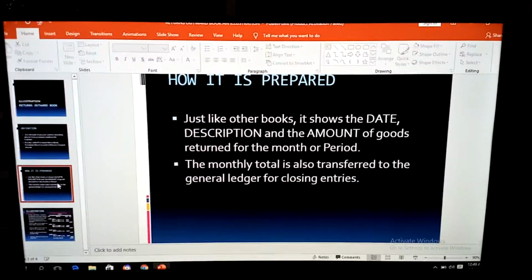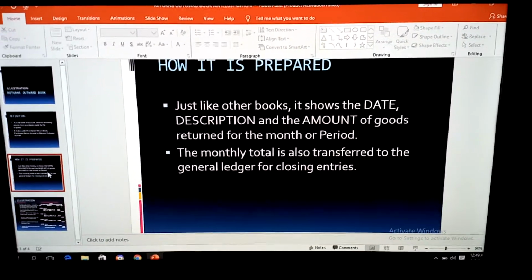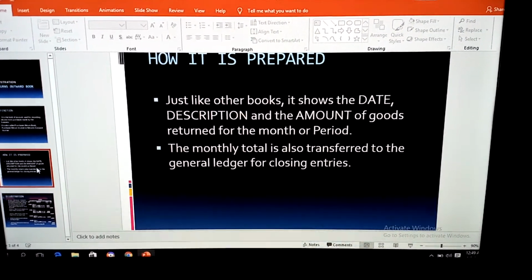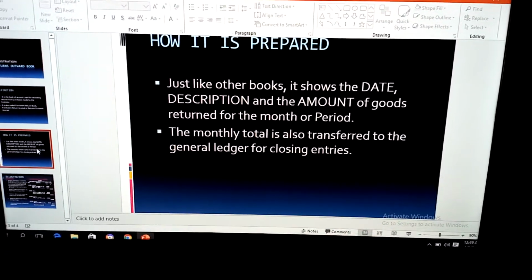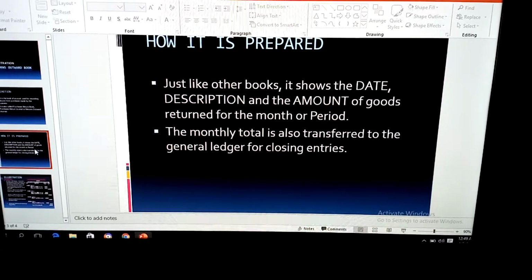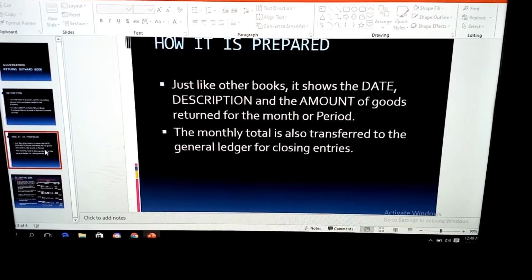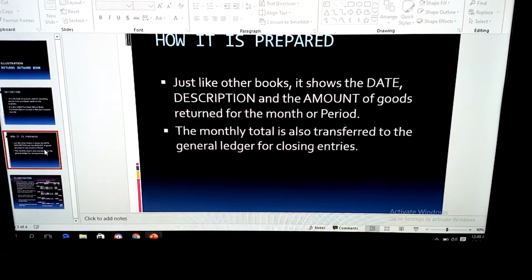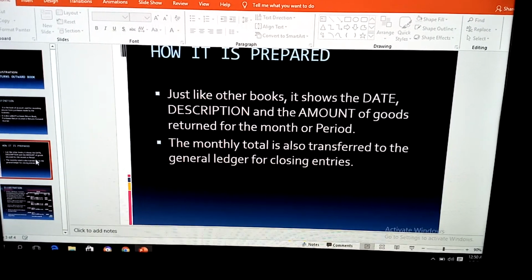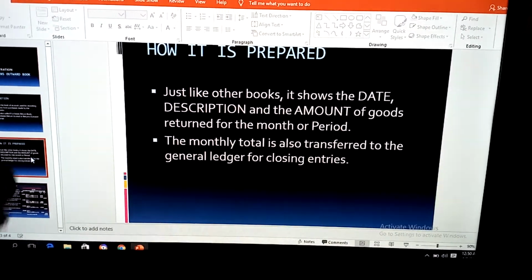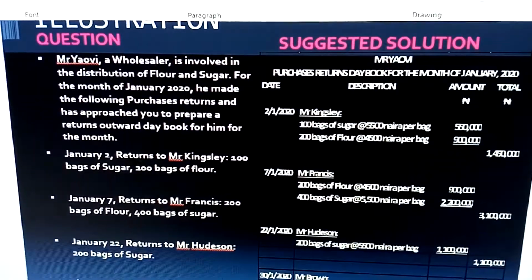Just like the way the purchases day book is prepared, the same way the returns outward book is prepared, showing the date that the returns were made, the description of the goods that were returned, and the amount of the goods that were returned. At the end of the month also, the total is transferred to the general ledger for closing entries.